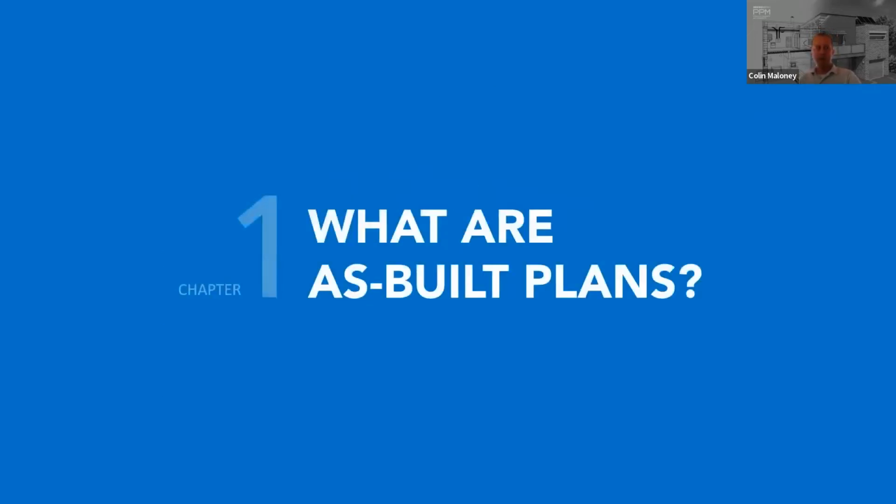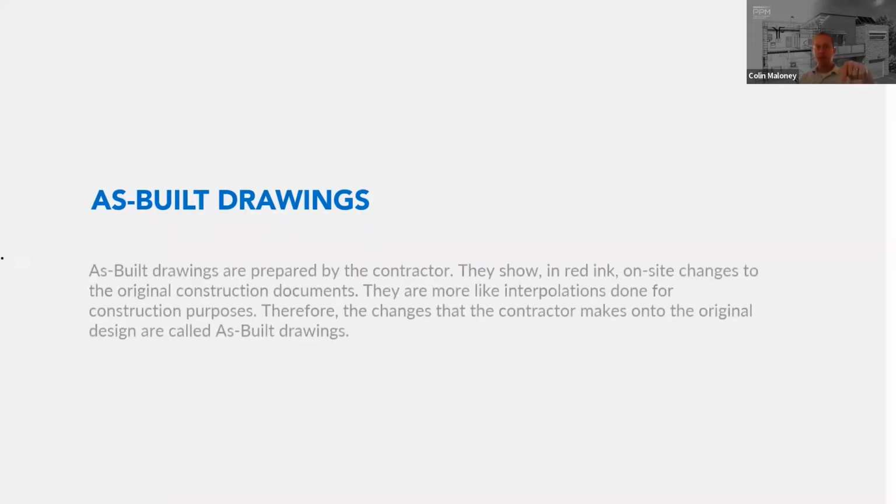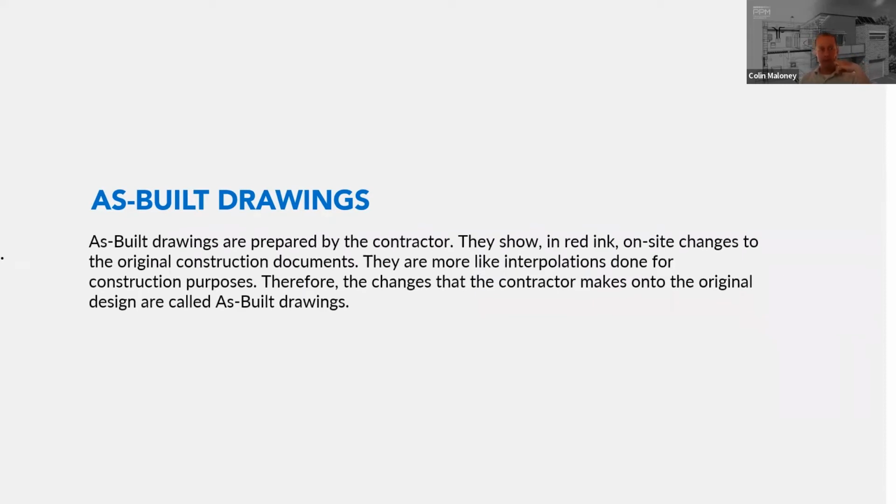What are as-built plans? Let's start by talking about some common definitions. When looking into the actual definition of as-built plans, what one will mostly find is a definition that concerns as-built plans being created after or during new construction, or after or during a renovation. So as-built plans are prepared by the contractor. This is the definition: they show in red ink on-site changes to the original construction documents. They are more like interpolations done for construction purposes. Therefore, the changes that the contractor makes to the original design are called as-built drawings.